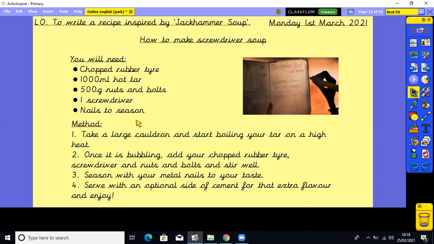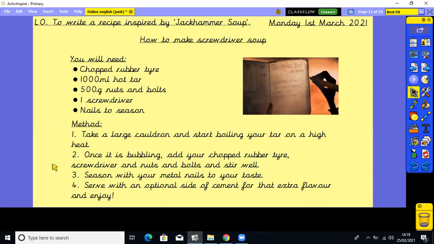And step 1 is take a large cauldron and start boiling your tar on a high heat. So again, I've got my instructional language, take. Number 2, once it is bubbling, add your chopped rubber tire, screwdriver and nuts and bolts and stir well. Step 3, season with your metal nails to your taste. And step 4, serve with an optional side of cement for that extra flavour and enjoy. Okay, so it sounds like a recipe, but it's obviously a revolting recipe inspired by our stimulus of junk.